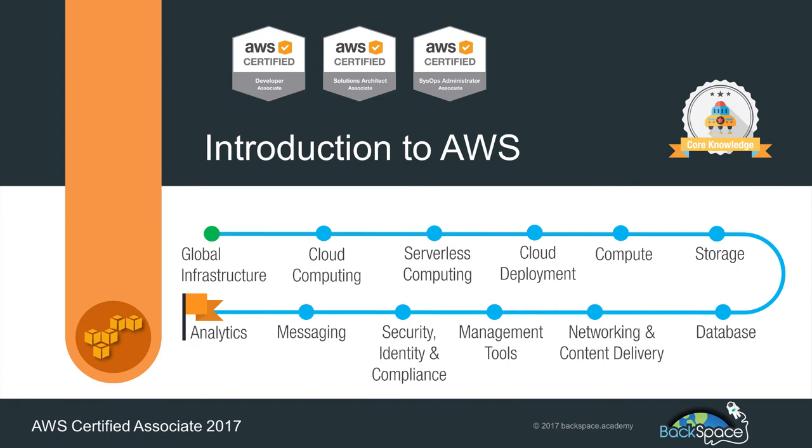Then I'll have a look at the different categories of services that are available within Amazon Web Services. And I'll talk about the services within those categories that are relevant to this course. And those include compute services, storage, database, networking and content delivery, management tools, security, identity and compliance, messaging, and finally, analytics services.